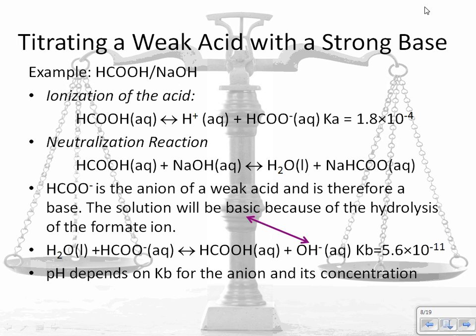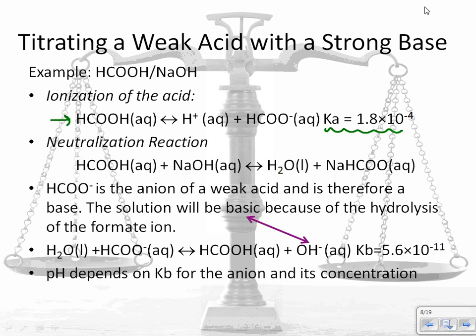So if we look first, see what's going on. Here's the ionization of the acid. So I've got HCOOH and it ionizes, but we know that that doesn't happen very much, okay? So less than 5% of those acid molecules will actually ionize, and we actually have a Ka value because of that.